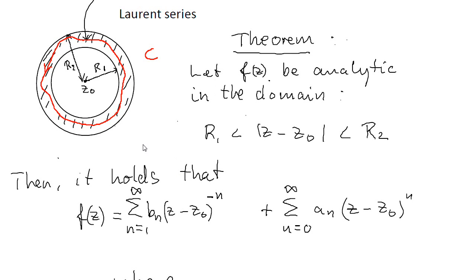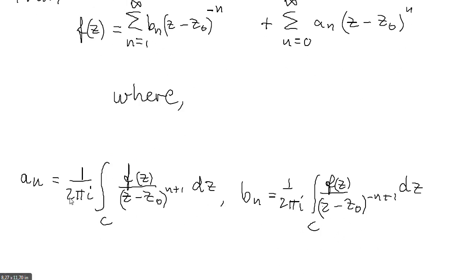Let's just recall the Laurent theorem, which states that if a function f of z is analytic in a ring region like this, then it can be represented in the following way. And z0 is some center in this ring region, and we say that this Laurent series is developed around z0. We also know that these coefficients can be written as these integrals.